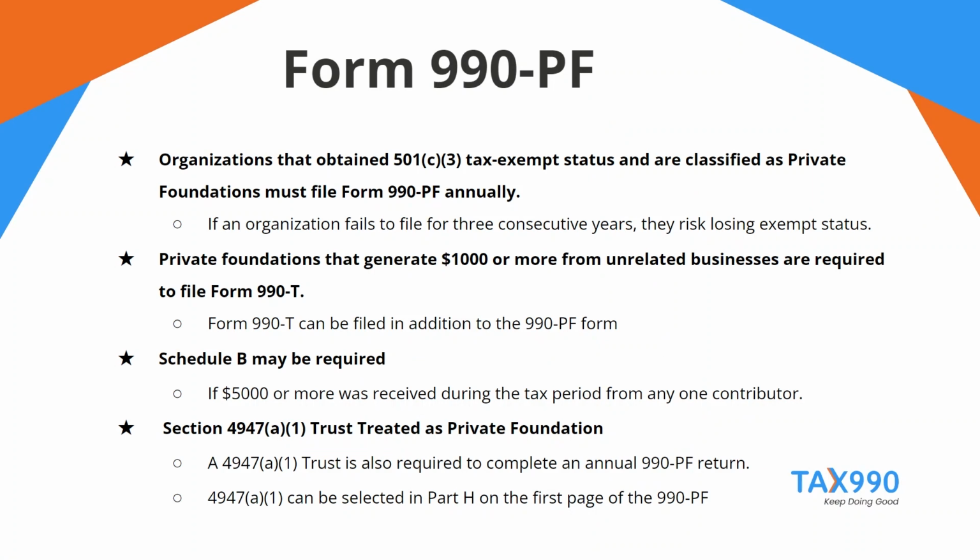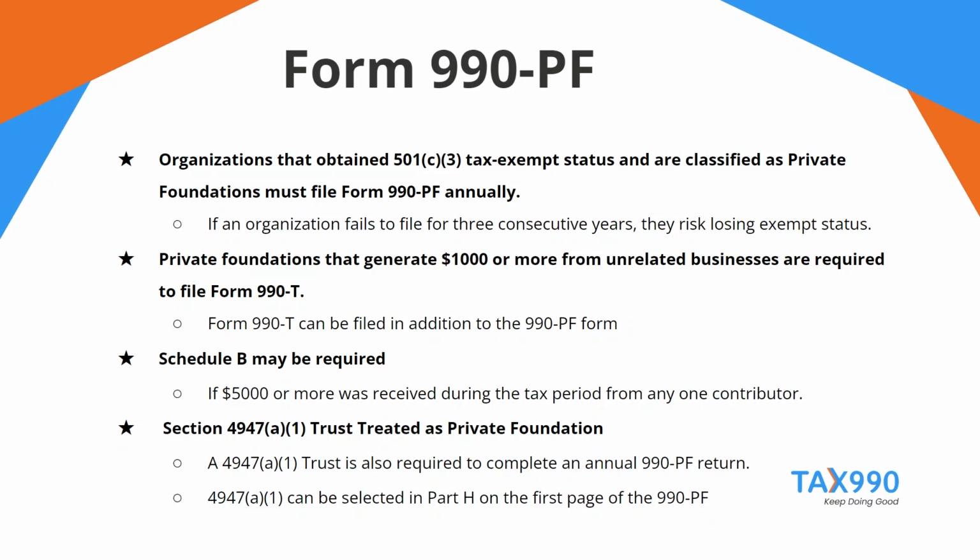Organizations that obtained 501c3 tax-exempt status and are classified as private foundations must file Form 990PF, which is the return of private foundation. They need to file annually to report their foundation's revenue, expenses, assets, liabilities, compensation details, activities, among other important details. Failure to file for 3 consecutive years may result in penalties or revocation of exempt status by the IRS. Private foundations that generate $1,000 or more from unrelated business income may also be required to file Form 990T.